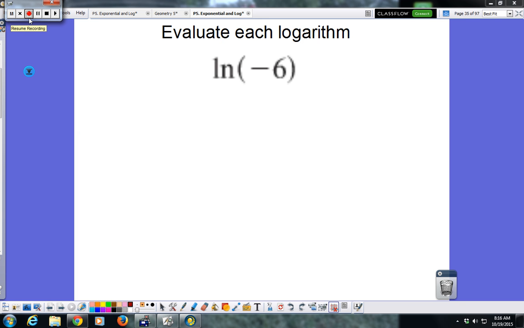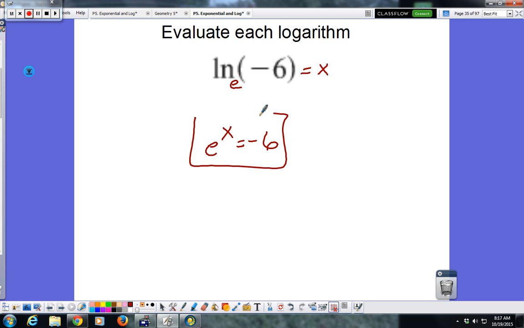Natural log of -6. Again, you're simply saying, okay, this is base E. You're saying E to what power equals -6? That's all this problem is saying. 2.718 to what power is equal to negative 6?